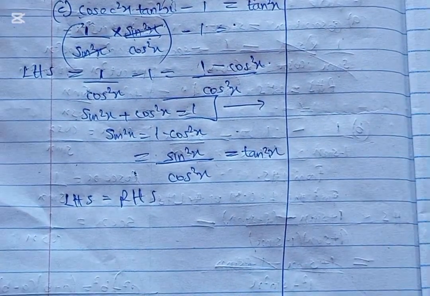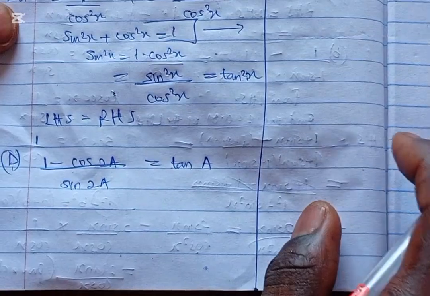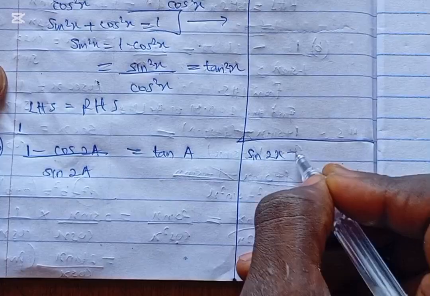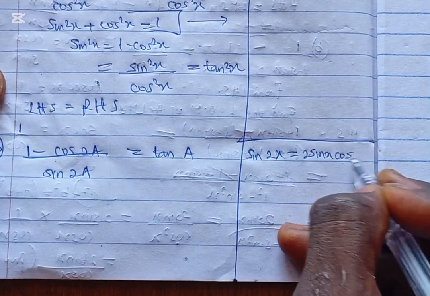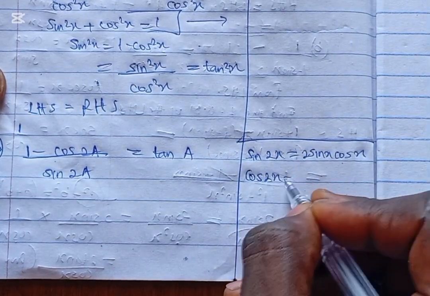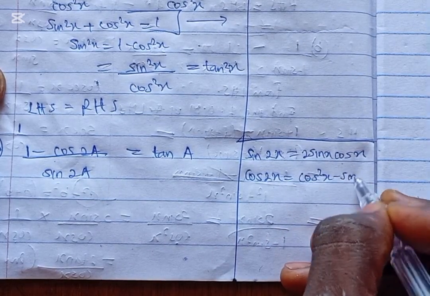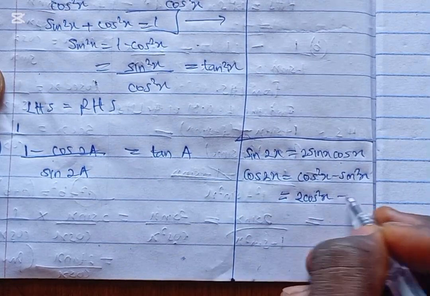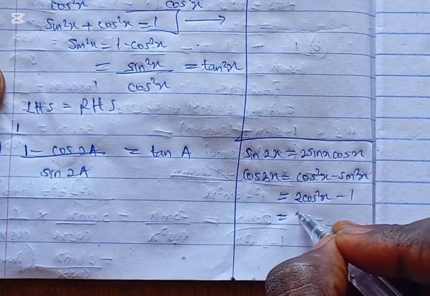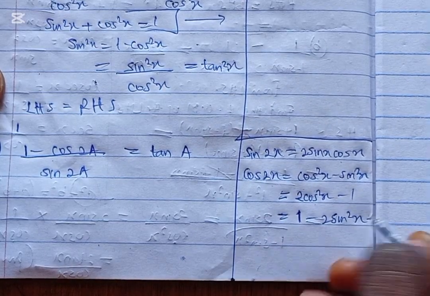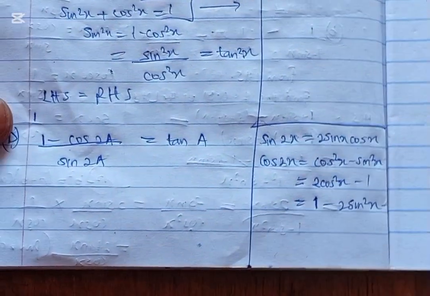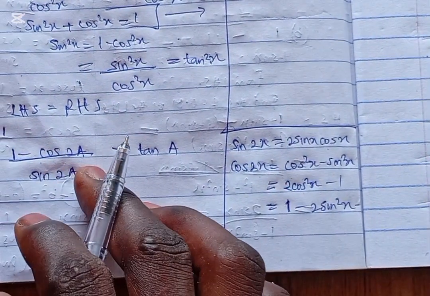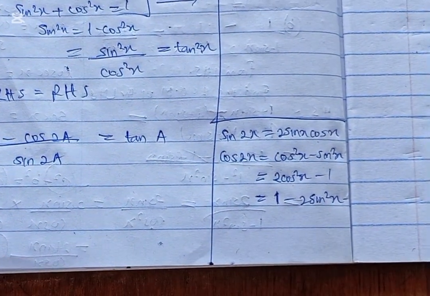Okay, now let's move on to the fourth one. From this one, you have to note all this: sine 2x is equal to 2 sine x cos x, and cos 2x is equal to cos square x minus sine square x. It is also the same thing as 2 cos square x minus 1, and 1 minus 2 sine square x. You should know all this. Do you understand?